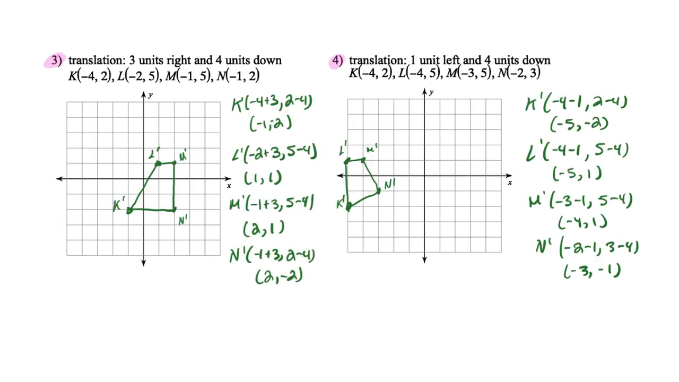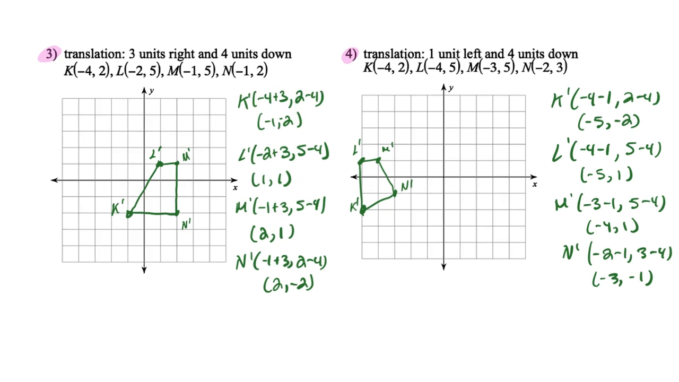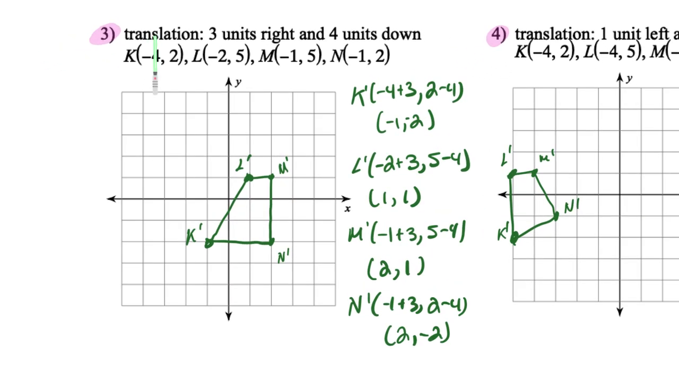So now that you have had a chance to work the exercise, let's check your work. For this one, the translation is 3 units right, so we're adding 3 to X, and 4 units down, so we're subtracting from Y. So -4 plus 3 is -1, and then 2 minus 4 is -2. Then my L is -2 plus 3, that's 1, and 5 minus 4 is 1. M prime is going to be -1 plus 3 and 5 minus 4, so it's 2, 1. And then N prime is going to be -1 plus 3, 2 minus 4. So that's 2, -2.